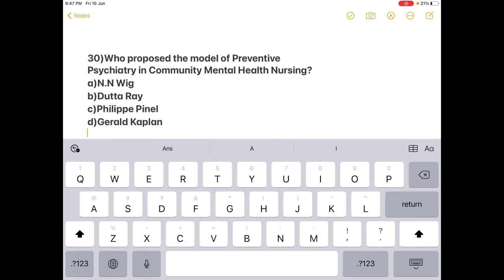Next question, who proposed the model of preventive psychiatry in community mental health nursing? Option A, N. Vick, option B, Dr. Ray, option C, Philip V. Final, option D, Gerald Kaplan. The correct answer here is D. Gerald Kaplan is the person who proposed the model of preventive psychiatry in community mental health nursing.